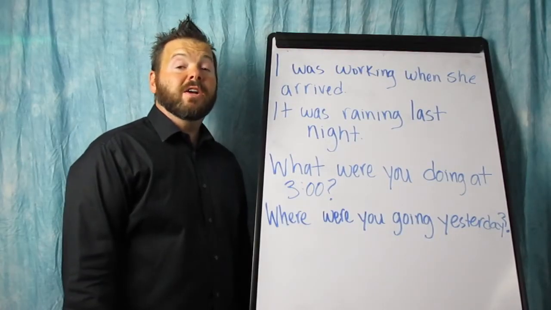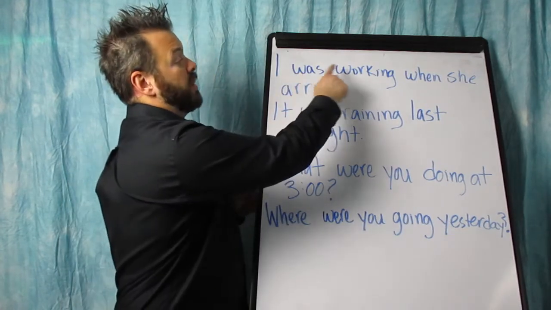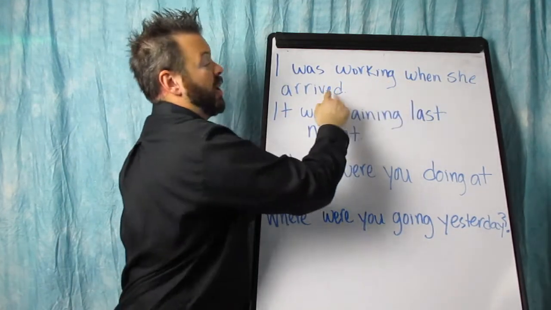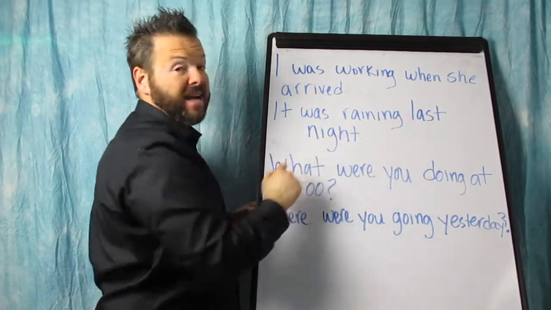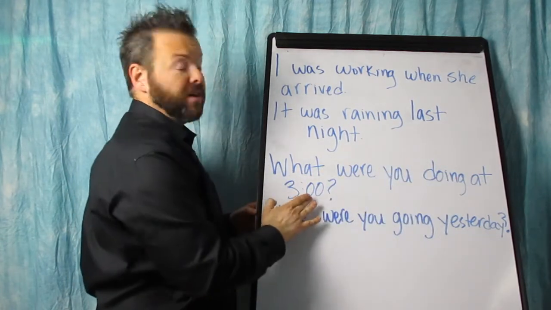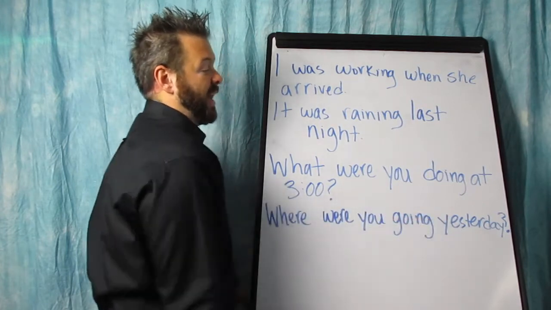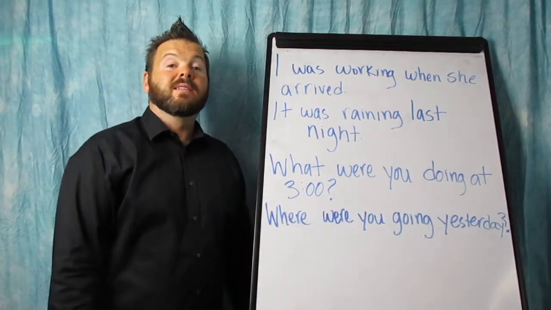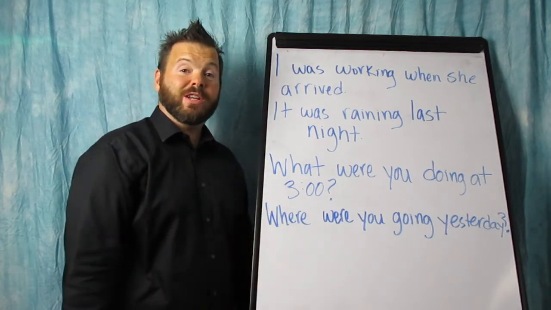Okay, here are some examples of sentences. I was working when she arrived. It was raining last night. What were you doing at 3 o'clock? Where were you going yesterday? Ladies and gentlemen, pause the video here, write everything down, and read it to yourself.